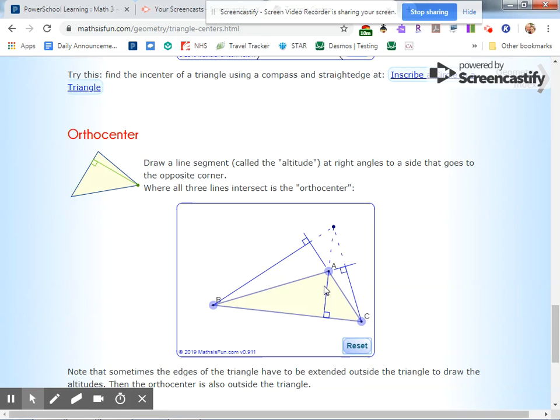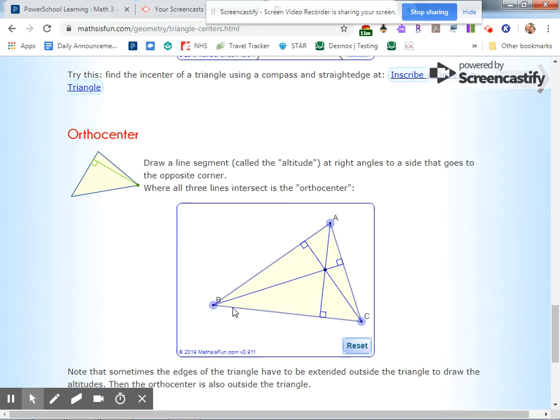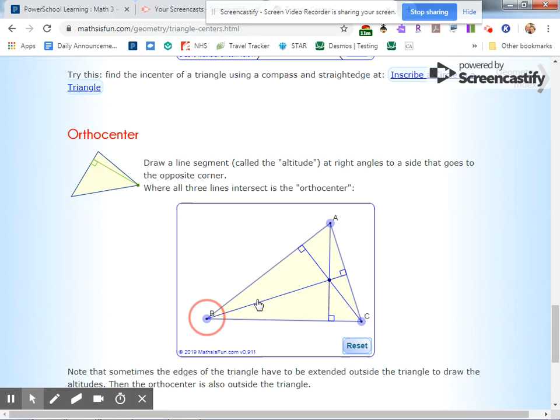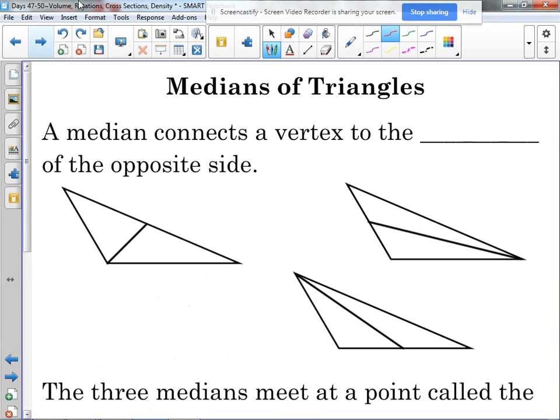But it doesn't matter. This is what we're looking at. The orthocenter can be outside of the triangle. It can be inside the triangle. It can be on the triangle. If we have a right triangle, that orthocenter is on the vertex that has the right angle. But I can move it around, and it can be in different places in relation to the triangle there. Okay, so orthocenter, there it is. All right, let's look at another one.